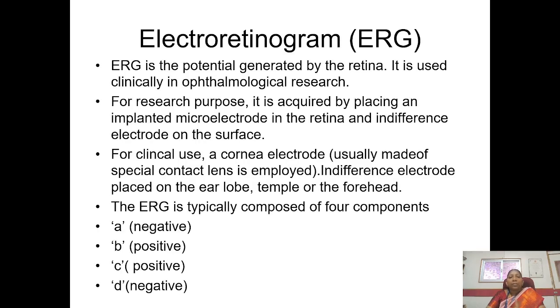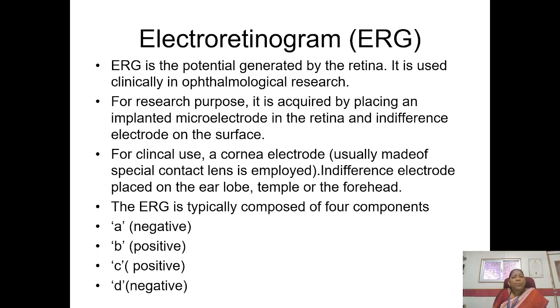And the next signal is the electroretinogram, which is nothing but the electrical activity generated in the retina of the eye. We call it the electroretinogram. This ERG signal is used in ophthalmological research as well as in clinical use. In both purposes, this ERG signal is used.